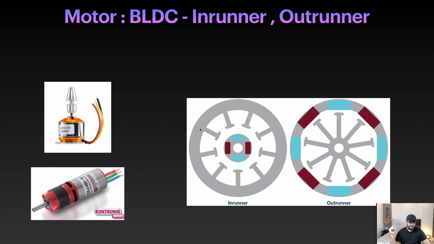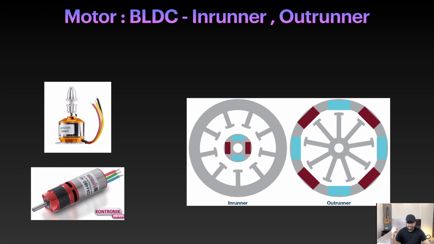So you can see on the Inrunner motor, the permanent magnets are on the inside, while the electromagnets are on the outside. While on the Outrunner motor, which I just showed you, the permanent magnets are on the rotor, the rotating part, while the electromagnets, the coils, are on the inside, on the stator, that is the stationary part. So that is the major difference between an Inrunner motor and the Outrunner motor. The positions of permanent magnets and the electromagnets are different in Inrunner and Outrunner, and because of that they have different capabilities, they have different applications.